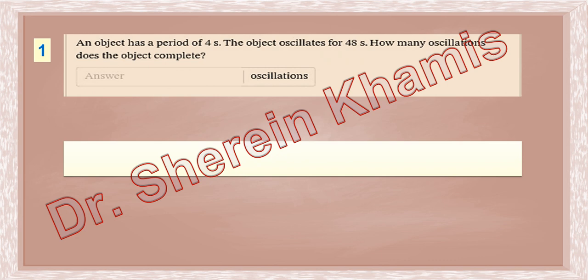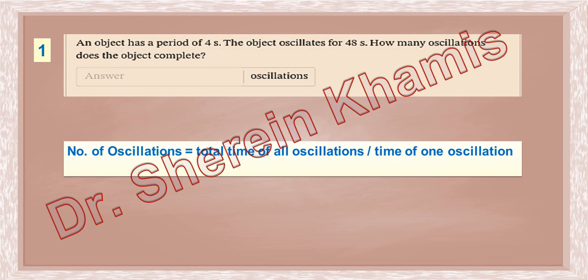The object oscillates for 48 seconds. So how many oscillations does the object complete? How can we calculate this? The number of oscillations equals the total time of all oscillations divided by the time of one complete oscillation. If you want to get the number of oscillations, we take the total time divided by the time of one, and that gives us the number of complete oscillations that we have done.